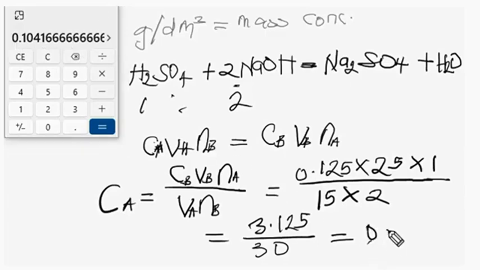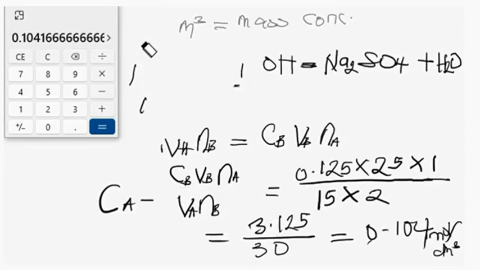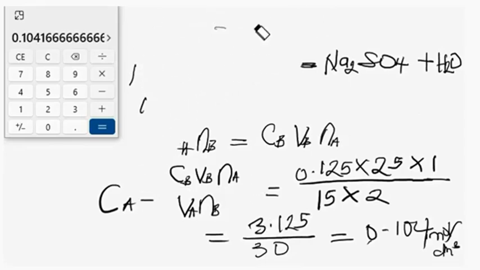So 0.104, and this is in mole per dm cube. But guys, we are looking for the concentration in gram per dm cube, because we are looking for the mass concentration, and it should be in gram per dm cube. So we'll go ahead and wipe this out. So let's quickly wipe this out here and solve from here.